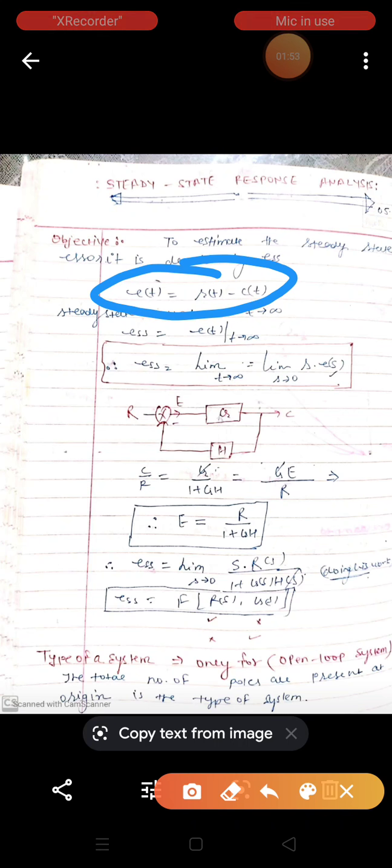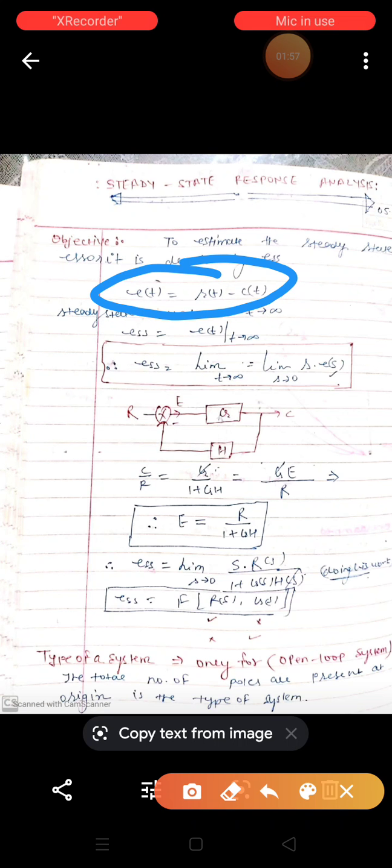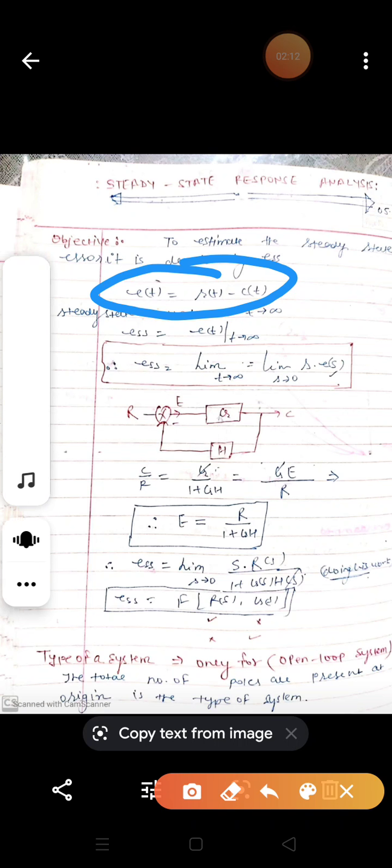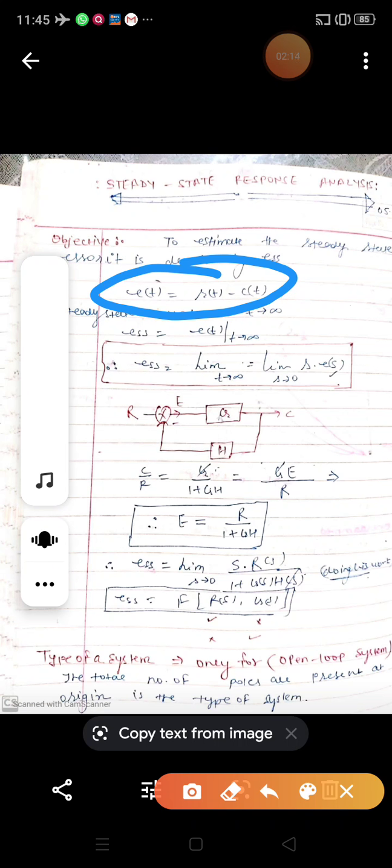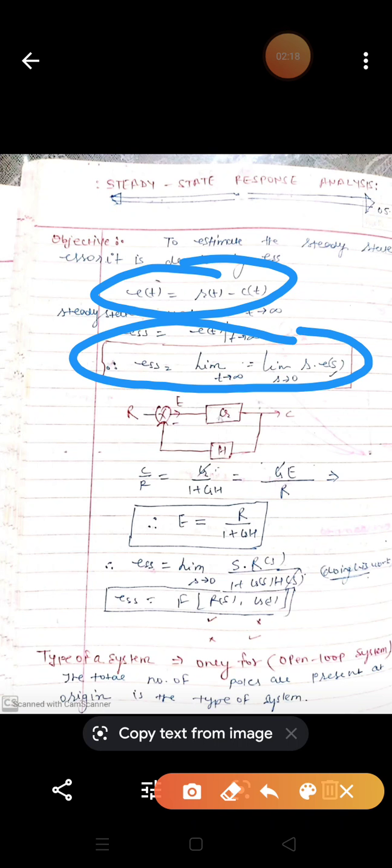To get into the S domain, as I have told you, the control system is defined entirely in the S domain. So in the S domain, to get the steady state error, we apply the final value theorem. In the final value theorem, e_ss is equal to limit t tends to infinity e(t), that is equal to limit s tends to 0 of s times E(s). So by applying the final value theorem, we can get the steady state error in the S domain.